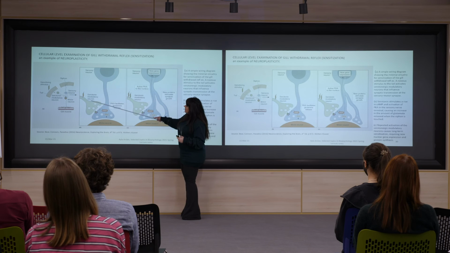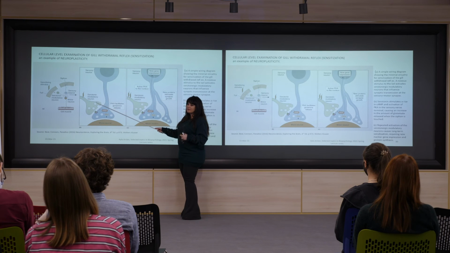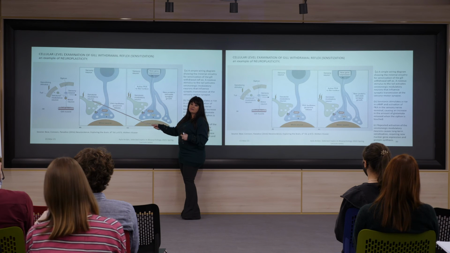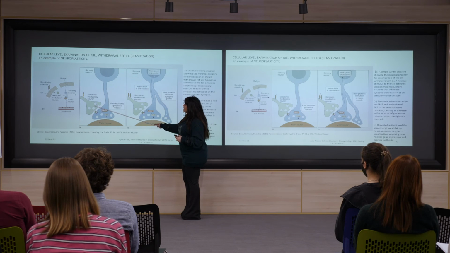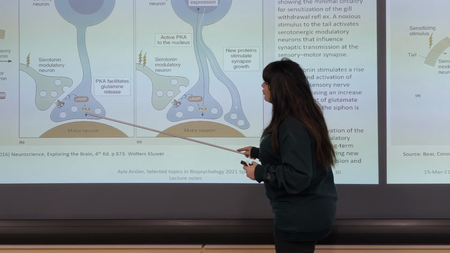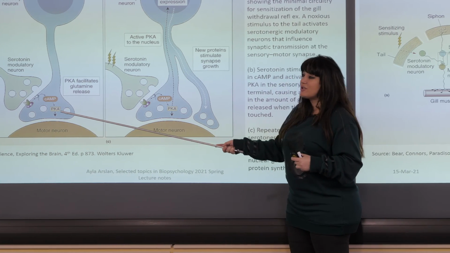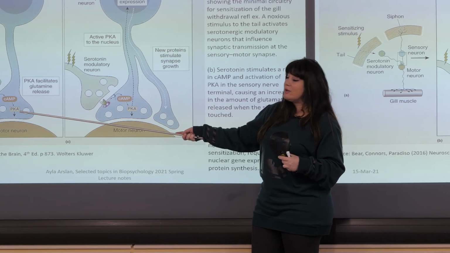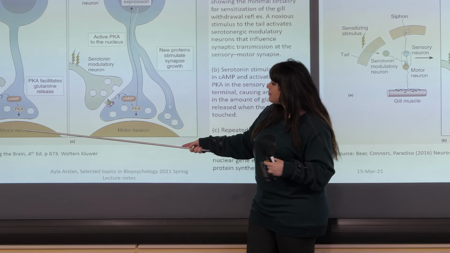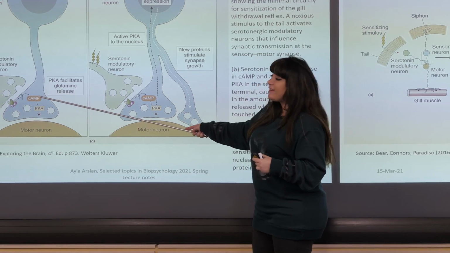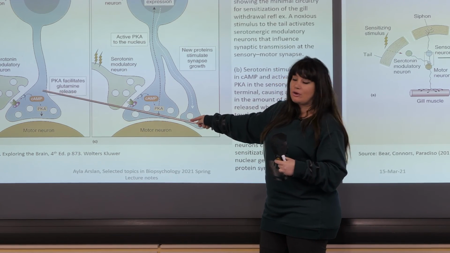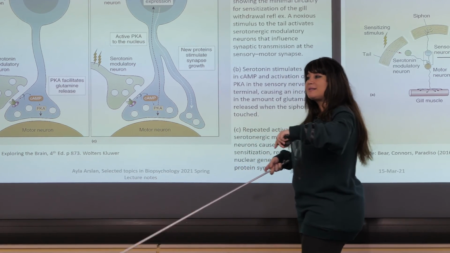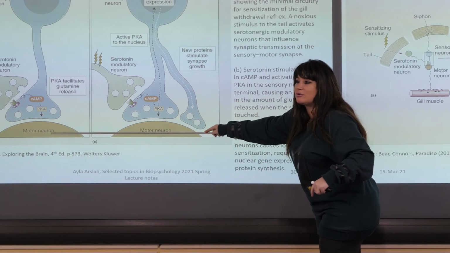So, when the tail shock, the neural circuitry associated with the brief tail electrical shock has shown that this modulatory neuron is going to cause an activation of a specific protein called PKA, and that protein actually facilitates the release of this neurotransmitter from this neuron to this neuron. So there will be some facilitation of the interaction of these two.